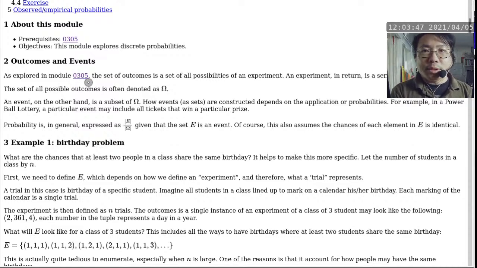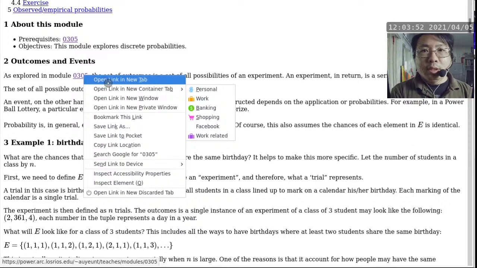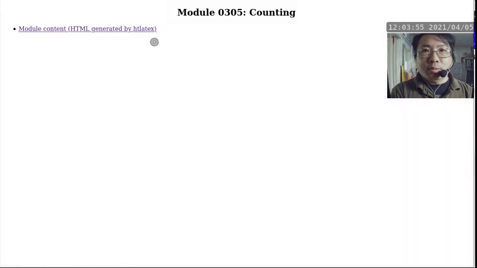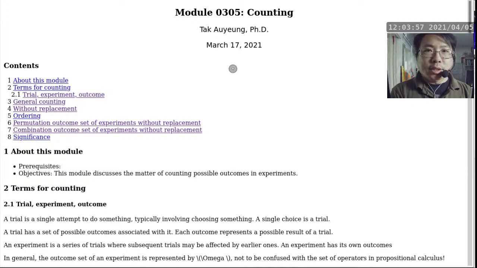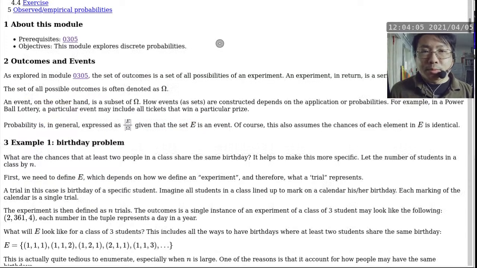All right, so module 0305 was the one that we talked about before. Let me go back to that page so that we know what we are talking about. This is the counting module that we talked about before the break. And we're going to reuse some of those terms. The set of all possible outcomes from an experiment is often denoted as omega. That's what we talked about already. We also turned omega into a function, where we can use it to generate the set of all permutations coming out of an experiment.